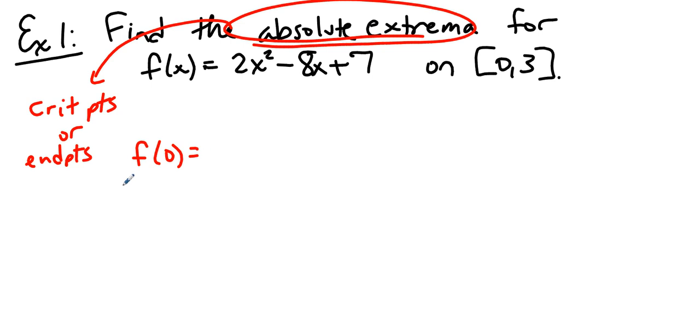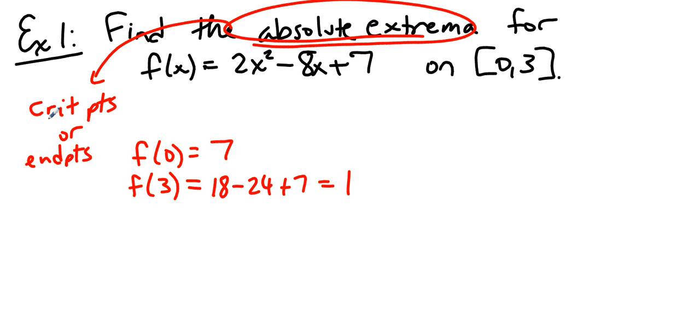The endpoints are easy. We can figure out what f of 0 is. We can figure out what f of 3 is. F of 0, that's 7. And f of 3, that's harder. That's 18 minus 24 plus 7. That sounds like 1.